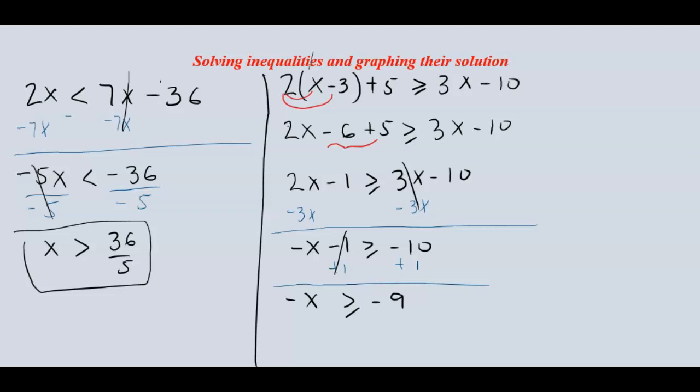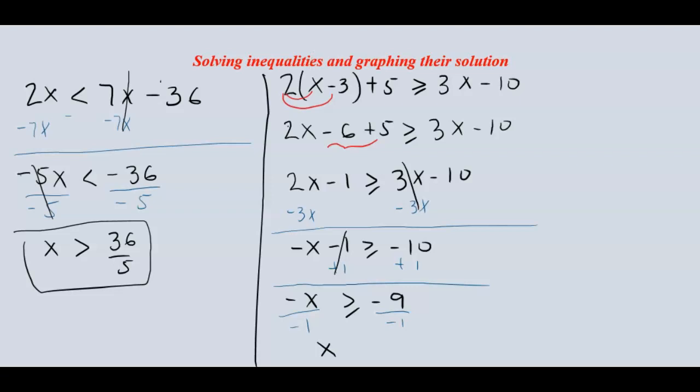Notice we have negative x. So when you're solving for a variable, you want that variable to be positive always. So that's how you know you have a solution. So because x is negative, we have to make it positive. And one way we can do that is by dividing everything by negative 1. So negative x divided by negative 1 is simply x.